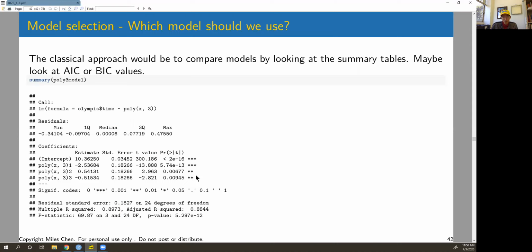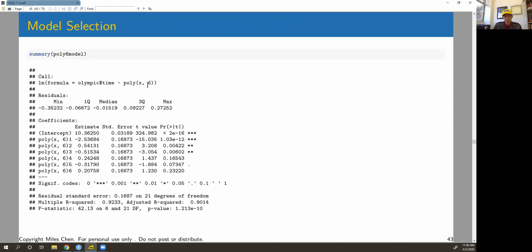So here is the summary table, okay? One thing you can do is you can look at the summary table in R for your model, and here we see, okay, the linear term is significant, the second order term is significant, the third order term is significant. We get all these star values, the p-values are all small there, okay? And my R squared value is 0.8973, okay? If I look at the sixth order polynomial, my R squared value keeps going up to 0.9233, all right?